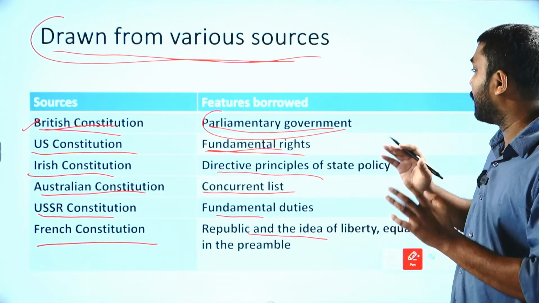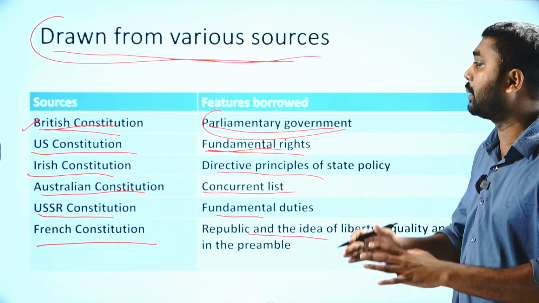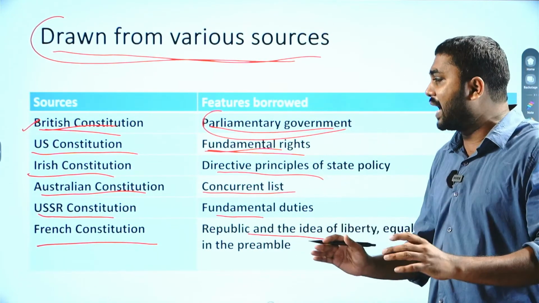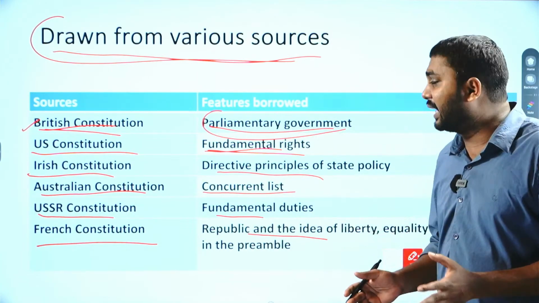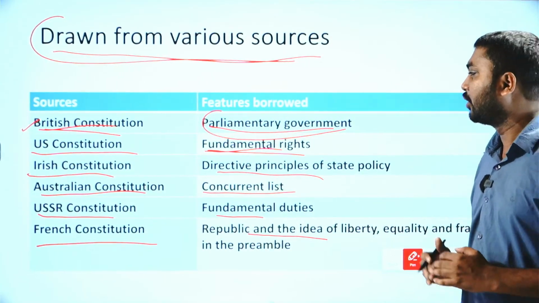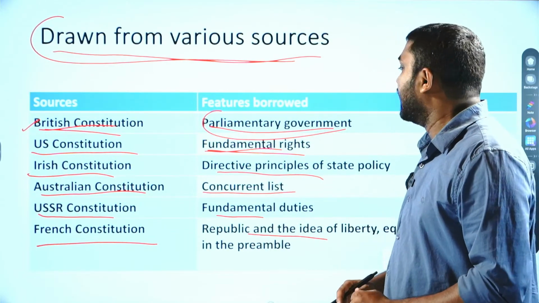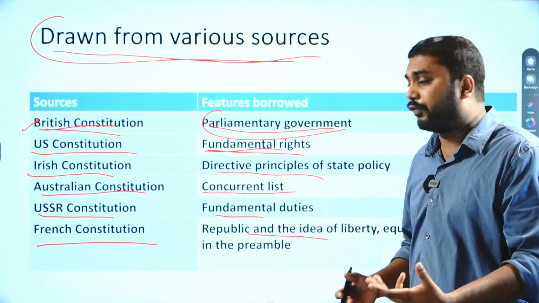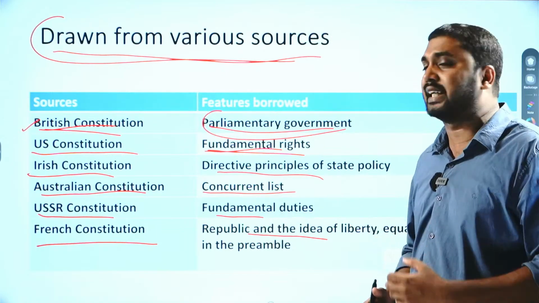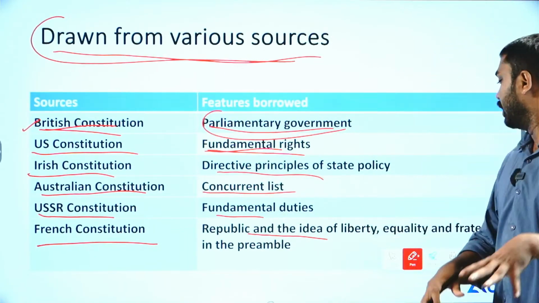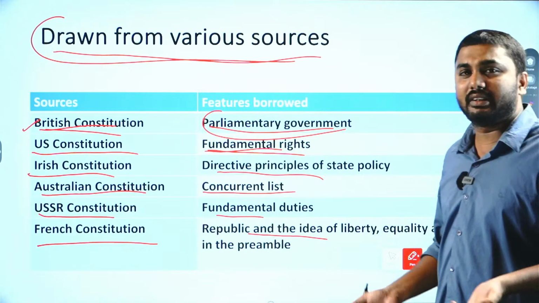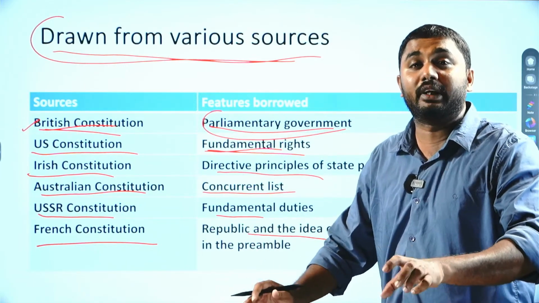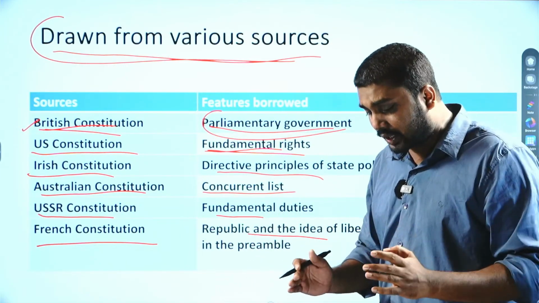So the idea of parliamentary government we got from the British Constitution, the idea of fundamental rights we inspired from the US Constitution, the idea of directive principles of state policy we selected from the Irish Constitution, the idea of the concurrent list we inspired from the Australian Constitution, the idea of fundamental duties we inspired from the USSR Constitution, and the idea of liberty, equality, fraternity we selected from the French Constitution. There will be a chance of match the following questions on this topic, so we have to understand it clearly.